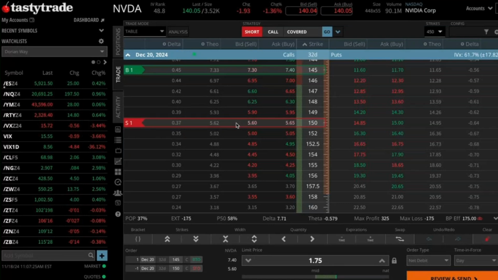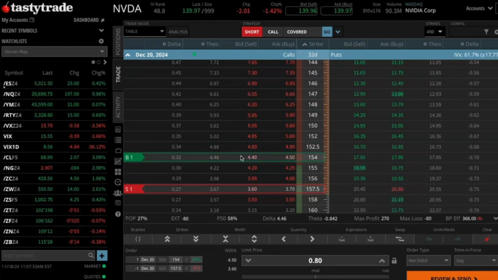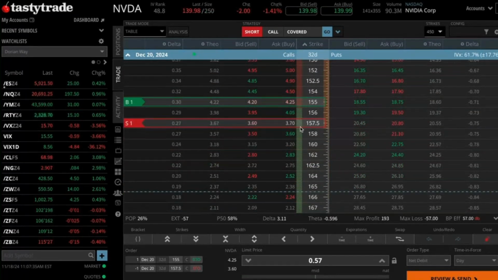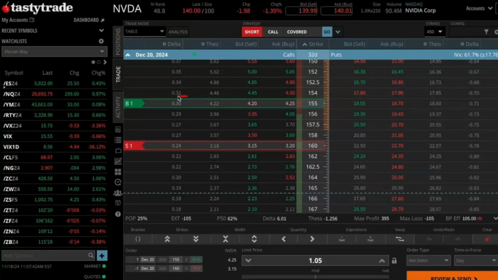And how can I say that? Well, we talk about probability of touch being 2 times delta. If I go out 32 days here, and let's say I decide I was going to buy this, the delta is saying 30 here, so times 2 is 60. So we've got a 60% chance it can touch this 155 in 32 days. So it's more likely than not to touch this 155.